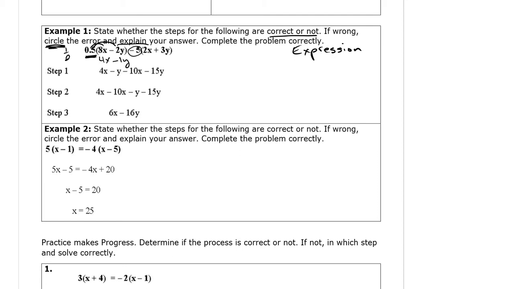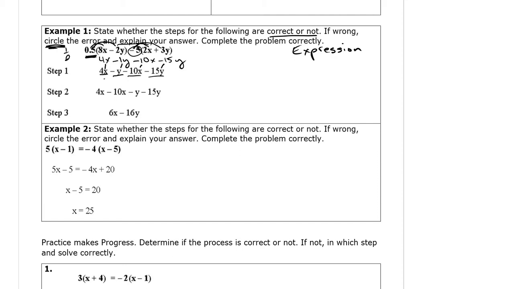Now I'm going to distribute the negative 5. Negative 5 times 2 would give us negative 10x, and then negative 5 times 3 would give us negative 15y. On these error analysis problems, you're going to find that it's very easy and simple to just compare with the next line below. So that 4x matches, our negative 1y matches, our negative 10x matches. So does our negative 15y.